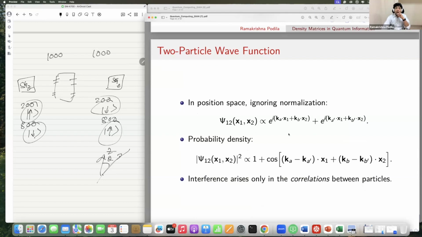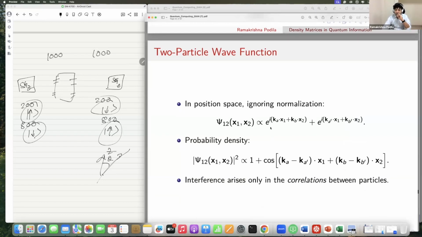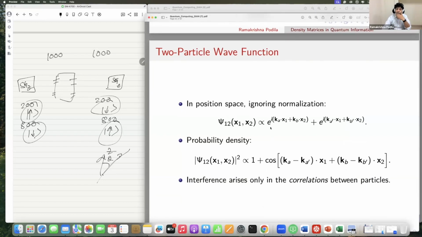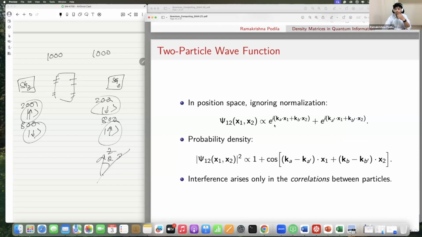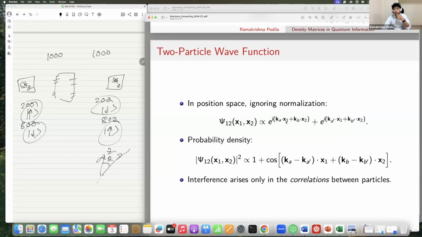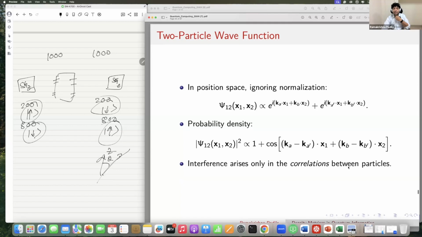Let's say I can write the total wave function in position space, if you ignore the normalization, as Ka, Kb. Then I can write the probability density as 1 plus cosine of this. I guess this is what you want to talk of as the degree of correlation. It would depend upon the cosine of the difference between Ka minus Ka prime and Kb minus Kb prime. Does that answer your question?